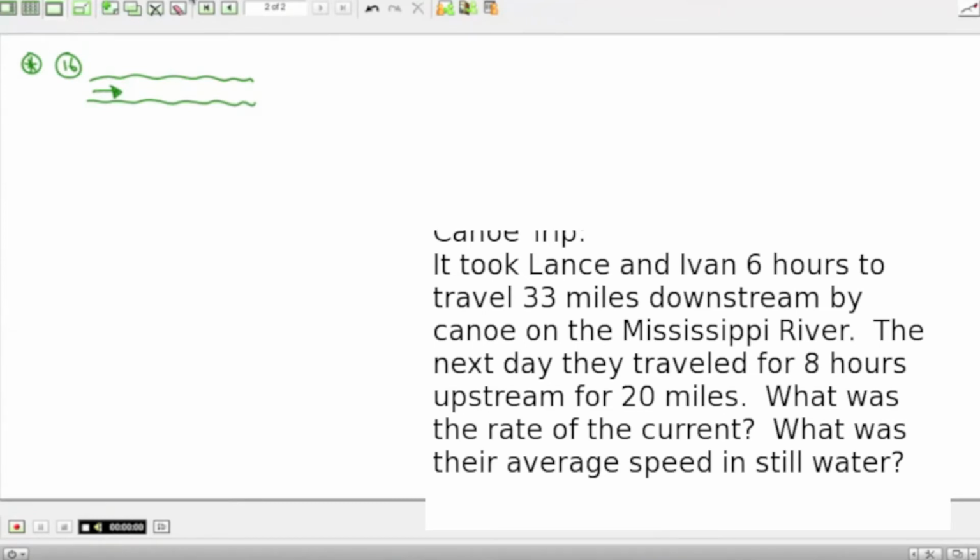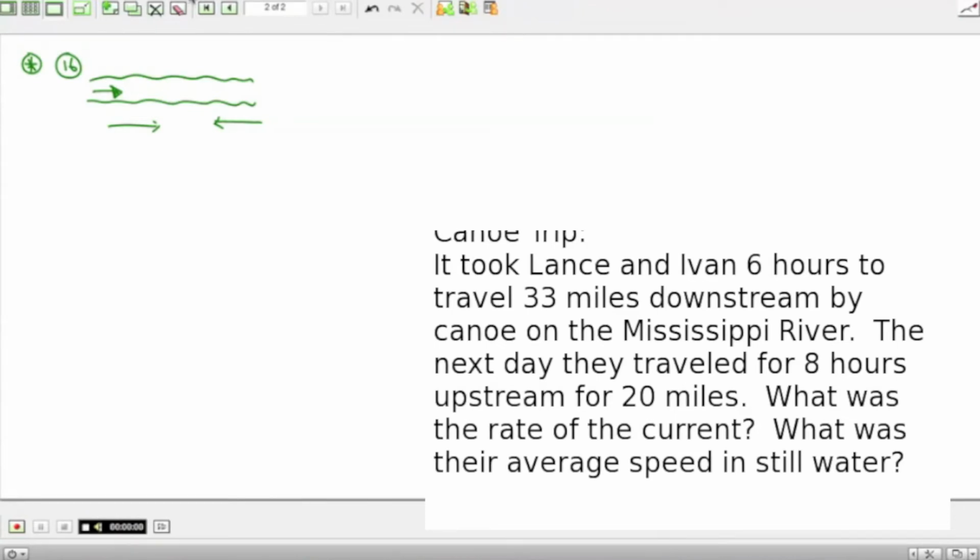Now, if you were traveling in this direction, are you going to go faster than normal or slower than normal? Faster than normal, because the water is going to be pushing you. And if you go in this direction, are you going to be going faster or slower? Slower, because the water is going to be pushing against you. Same thing happens if you're in an airplane and the wind's blowing. It's the same situation.